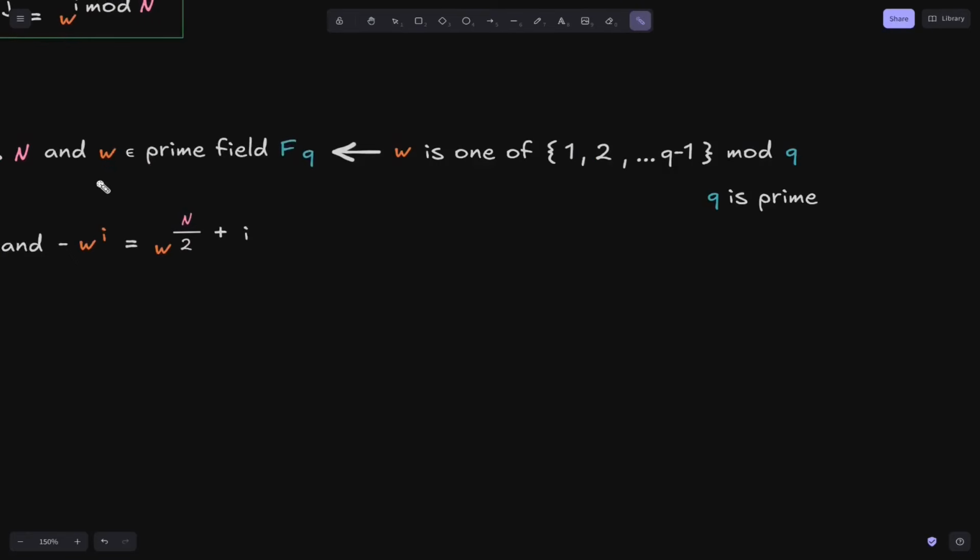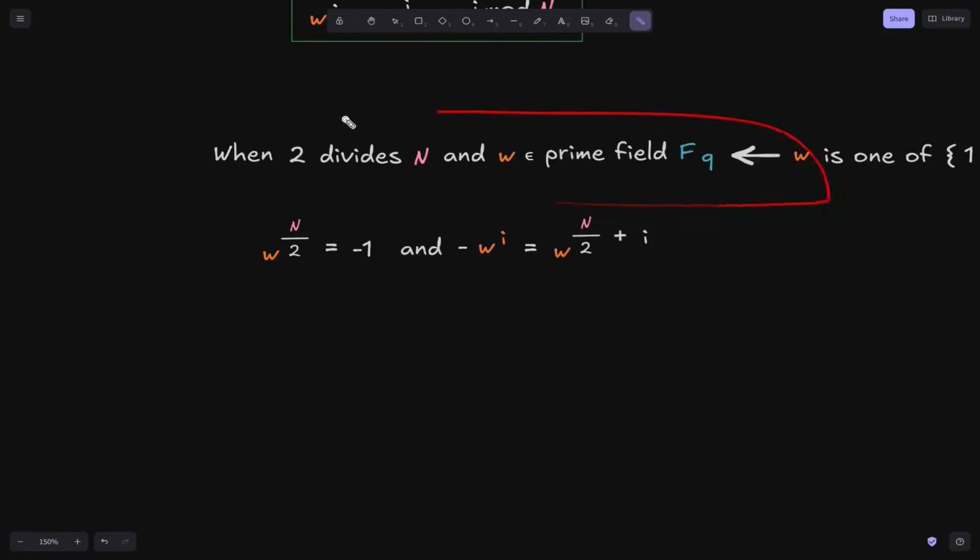As a quick review, what it means for w to be inside a prime field F_q is that w is one of 1 up to q minus 1, and here we're doing multiplication and addition mod q, where q is a prime number. Under these two conditions, you'll have that w raised to the power of n divided by 2 is equal to minus 1. And from this fact, you can deduce that minus w raised to the power i is equal to w raised to the power of n divided by 2 plus i.